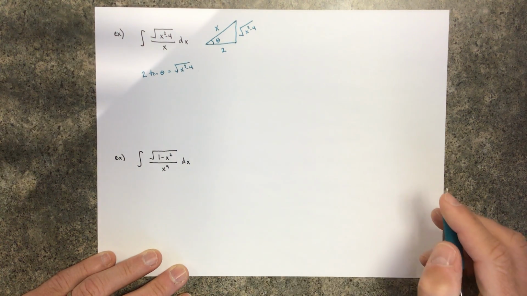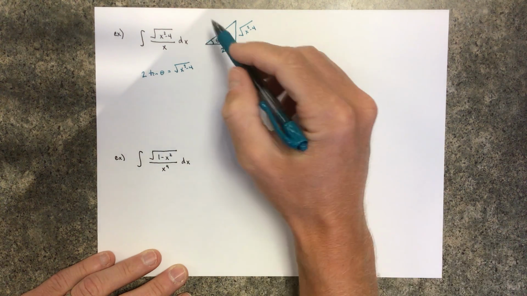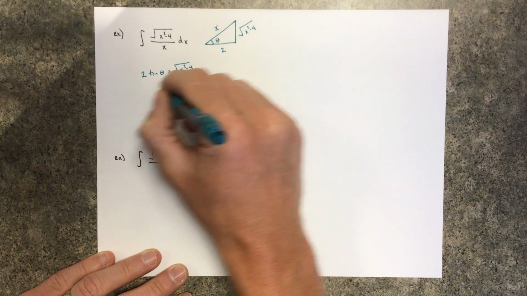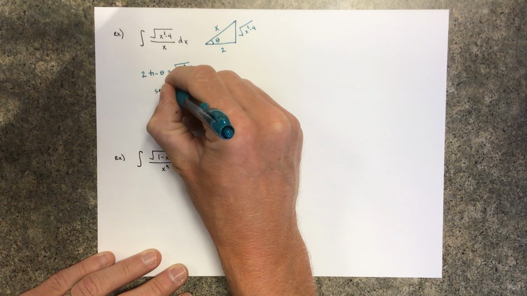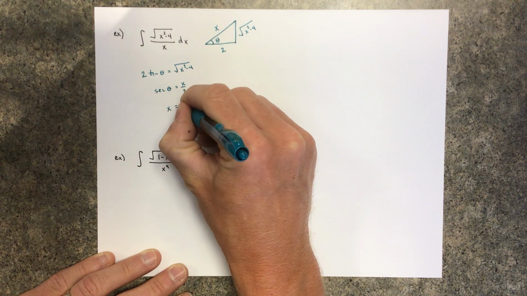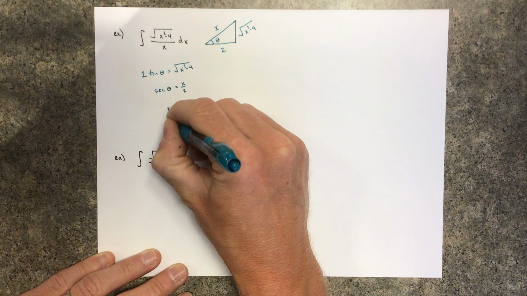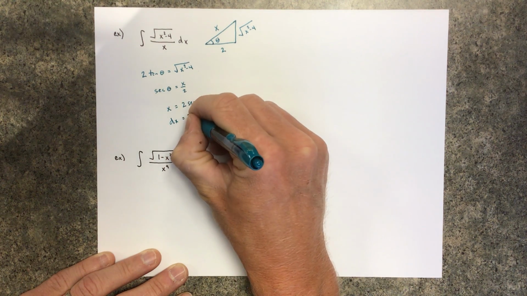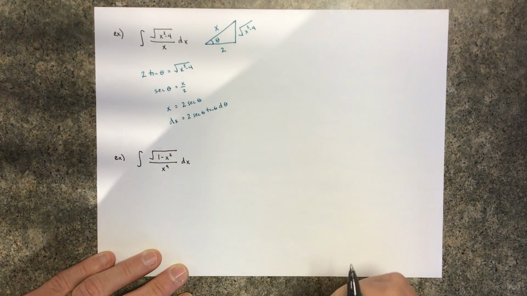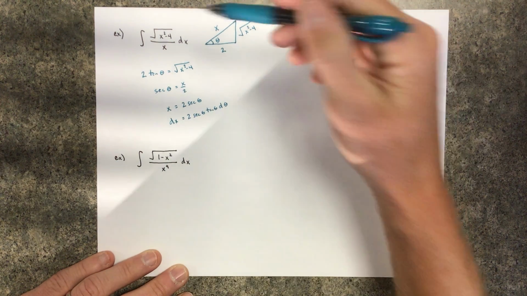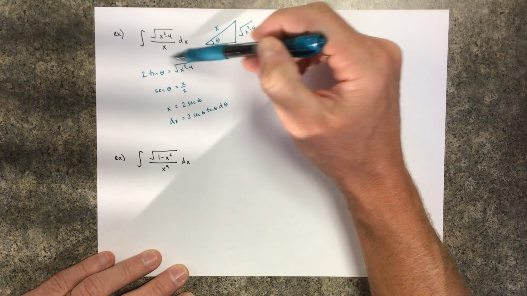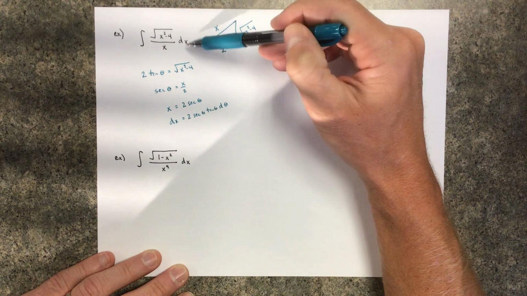So we get that. And then we're going to do secant. Secant of theta is x over 2. Actually, I'll write that one out. Secant of theta should be x over 2, which means x is going to be 2 secant theta, which means dx is going to be 2 secant theta tan theta d theta. Okay, so then I'm good. I can make some substitutions. I can substitute in 2 tangent for this. I can substitute 2 secant theta for x, and I can substitute this for dx.